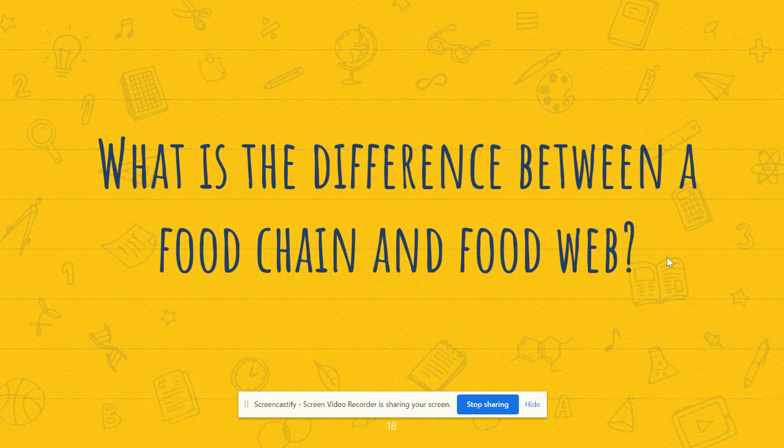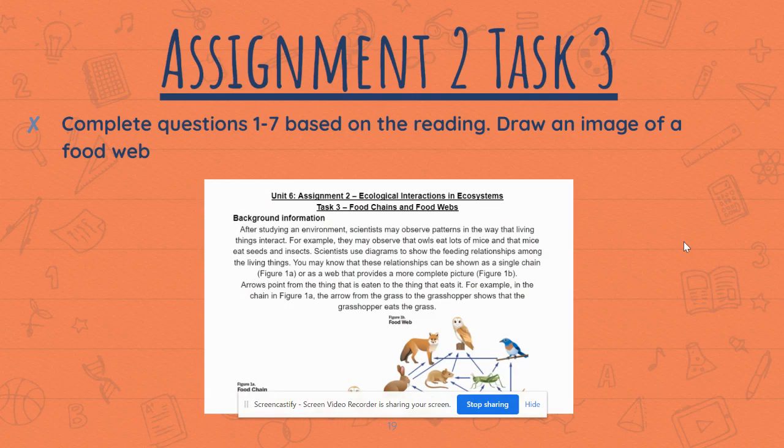The essential question that we're going to answer today is, what is the difference between a food chain and food web? Most of you discussed this in 5th and 6th grade. We are going over it again and a little more in depth because we're going to really focus on what's happening in Yellowstone. We're going to pinpoint one specific area. We are going to then go to our assignment, questions 1 through 7, and they're based on readings. And then we're going to draw an image of the food web.